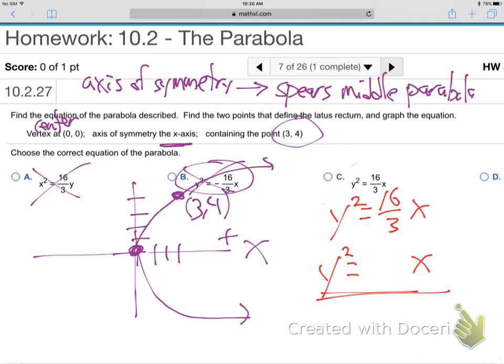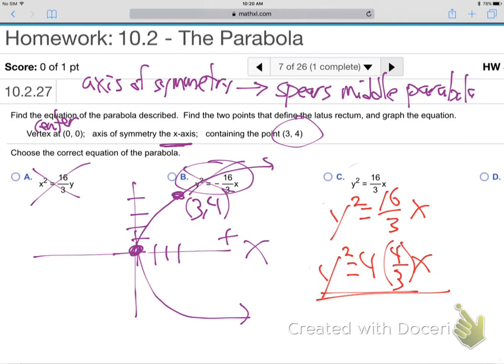So how do I force a 4 to be here, and then some other number, so it's really still 16/3, and then I'll know what the focus point is? 4 times what is really 16/3? 4/3. Because the 4 is over 1. 4 times 4, 16.